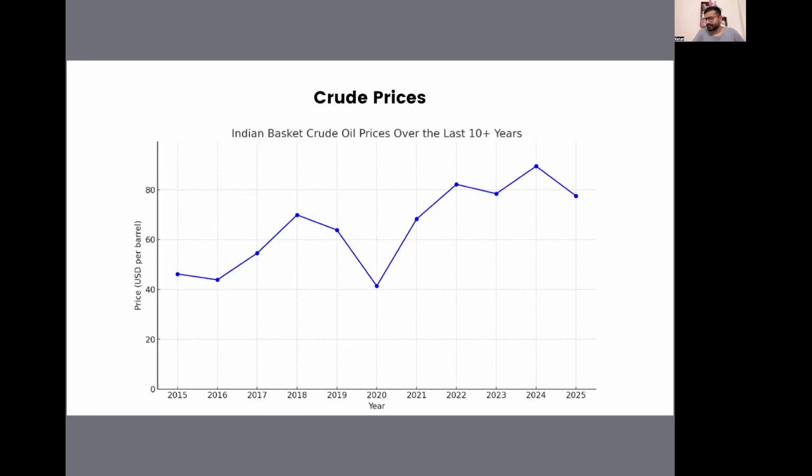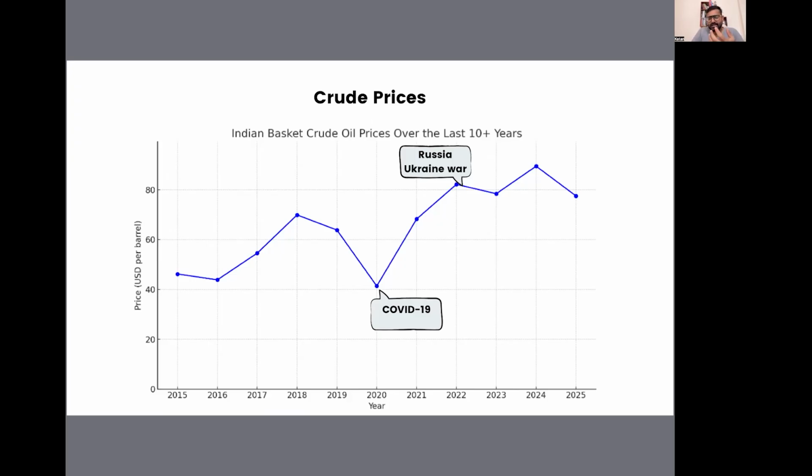And as you can see, during the COVID-19 period, of course, this was the period where the demand really dipped. So therefore, there was a decrease in prices of crude. But after that, the price of crude has increased, and particularly due to the Russia-Ukraine war, the price has increased a lot, and also due to the Middle East tensions.